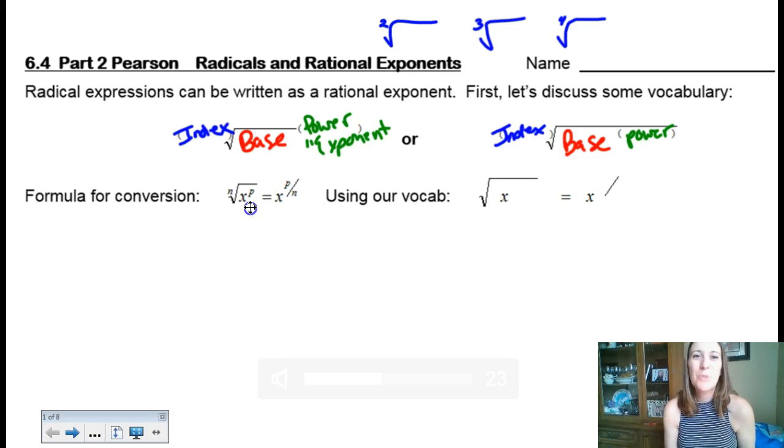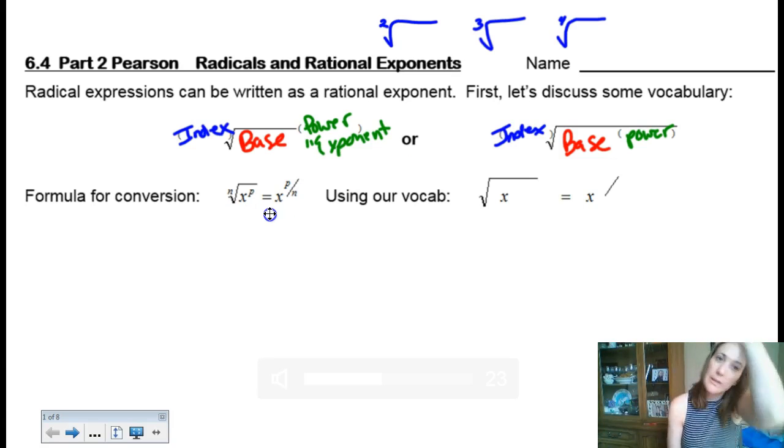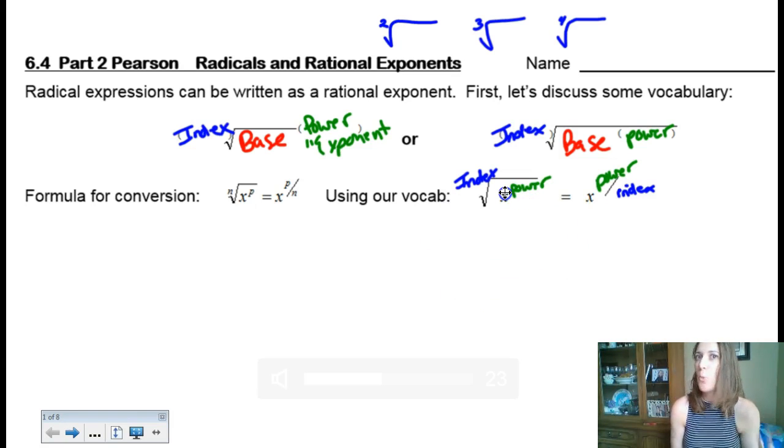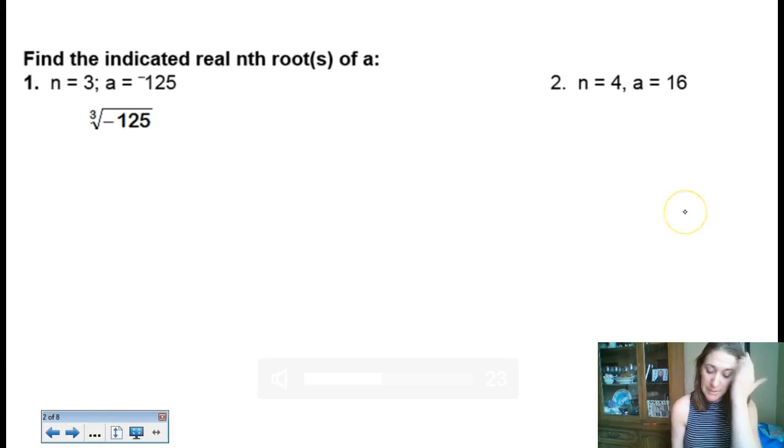Okay, so the way we rewrite it from radical to rational exponent is you keep the base of x, and then it's whatever the power is divided by whatever the index is. So using our vocab, we have the index here, and I'll call this the power. So it's going to end up being x to the power divided by the index. But even if you don't see an exponent in the power position, there's always a 1 there. And if you don't see an index number on the radical symbol, it means there's a 2. There is no such thing as a first root.